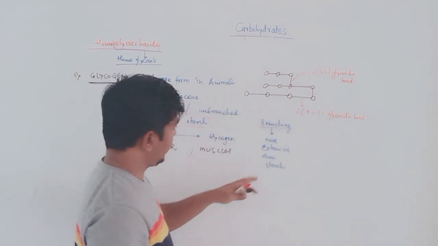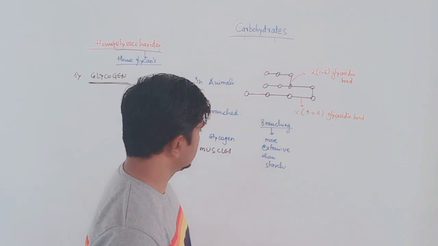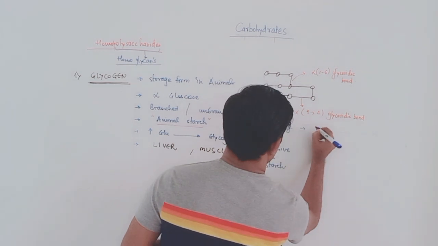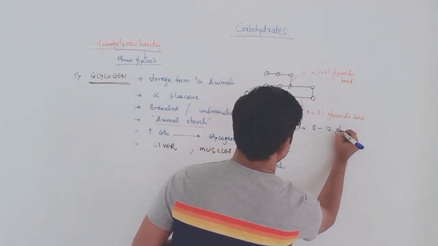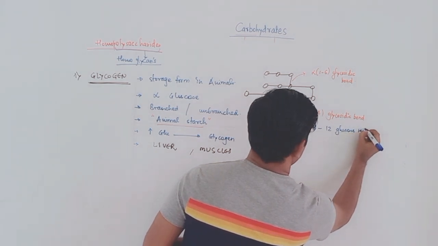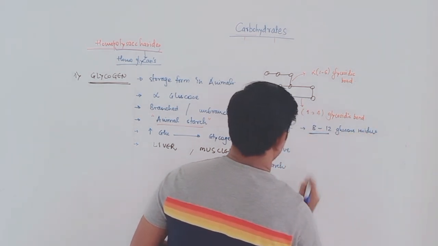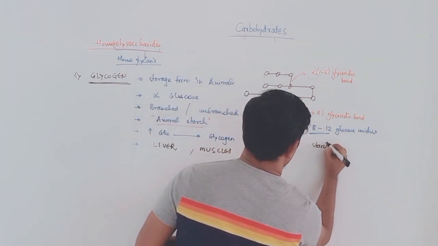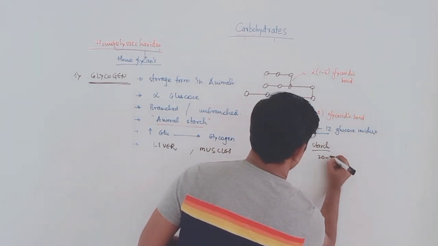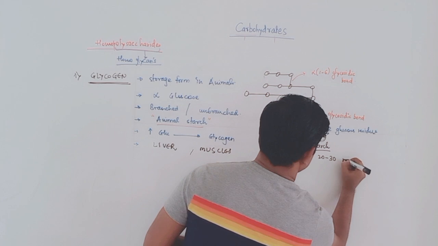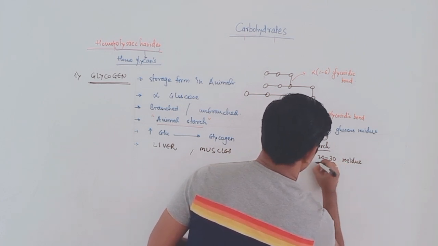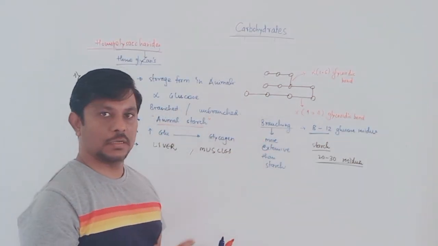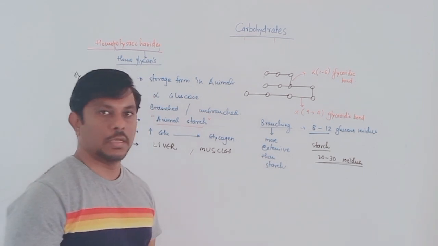So how is the branching in glycogen more extensive than the starch? Here, branches occur in glycogen after 8 to 12 glucose residues, as compared to starch, where after every 20 to 30 residues, that is glucose molecules, we find a branching. So branching is quite compact in the glycogen molecule as compared to starch.